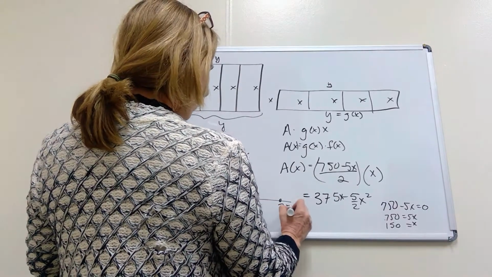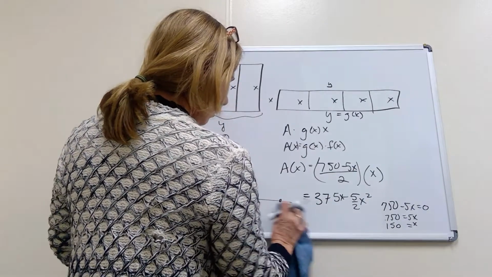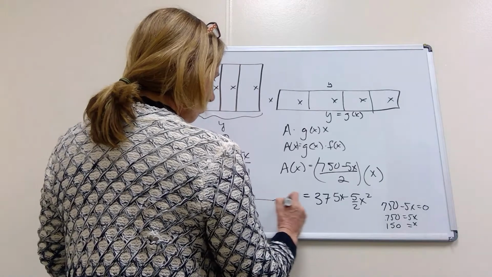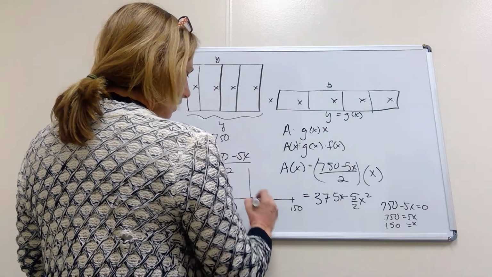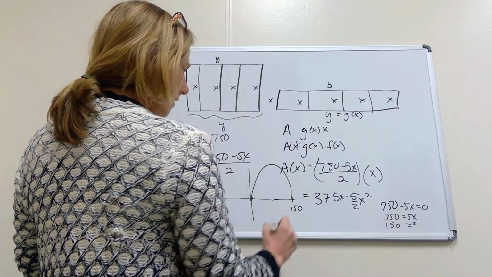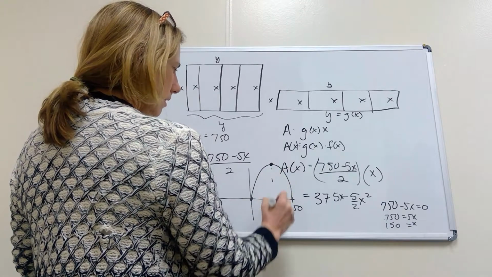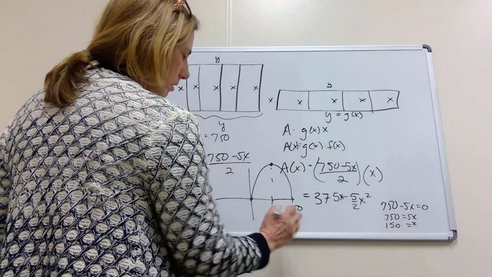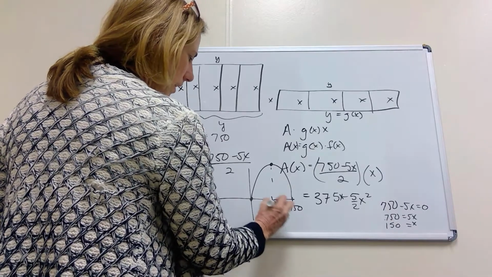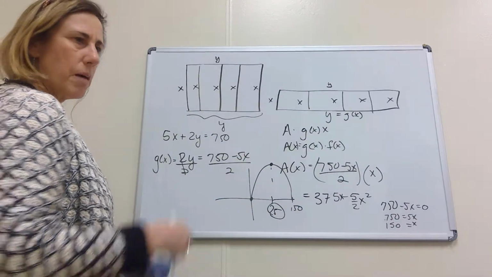Okay, so no, I'm sorry, the root is going to be at 150. So there's a root at 150 and there's a root here. And it's going to look something like that. And we know that the equation for the vertex is negative b over 2a for the x coordinate, which is also halfway between 0 and 150. So we know that at 75 feet, this function is going to have a maximum.